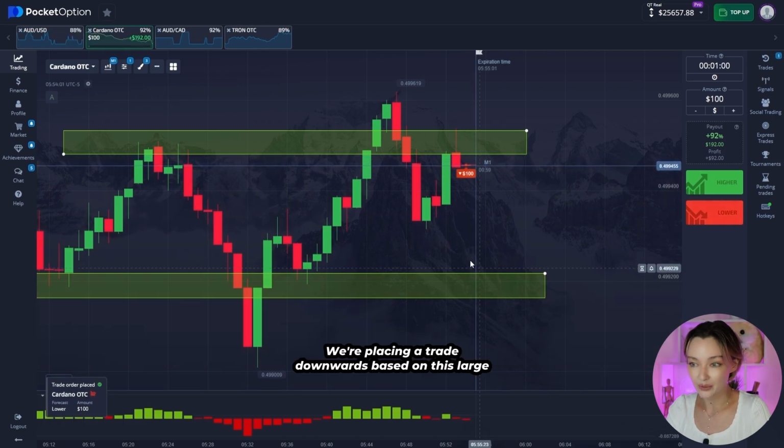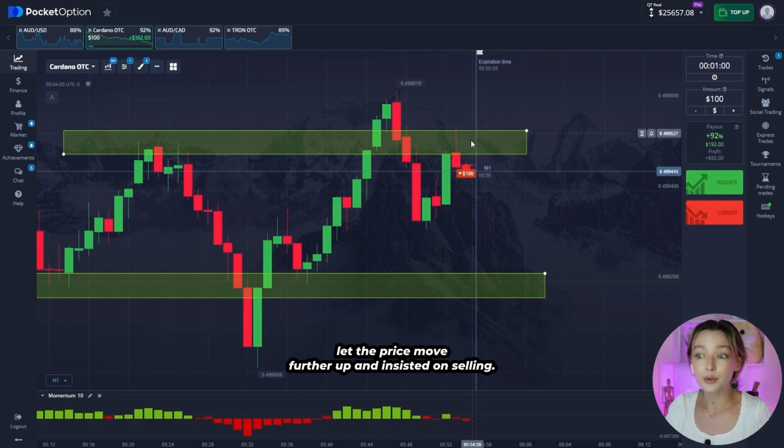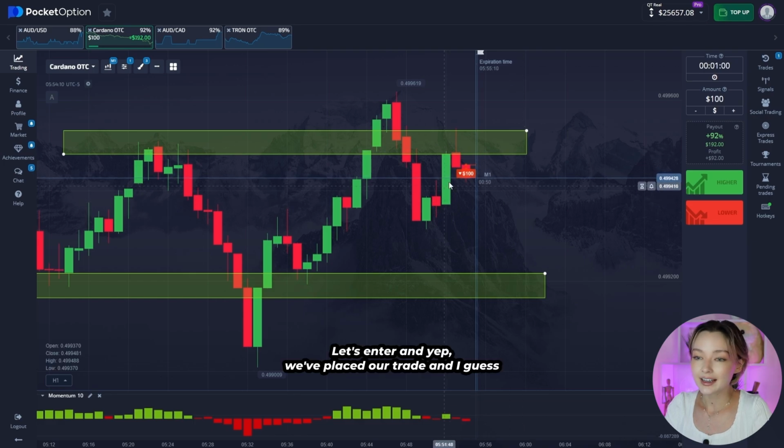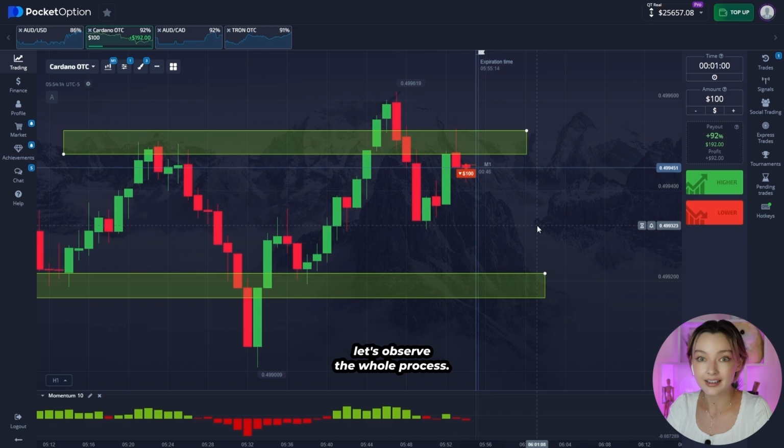We're placing a trade downwards based on this large candle shadow. Basically, sellers didn't let the price move further up and insisted on selling. Let's enter, and yep, we've placed our trades, and I guess let's observe the whole process.